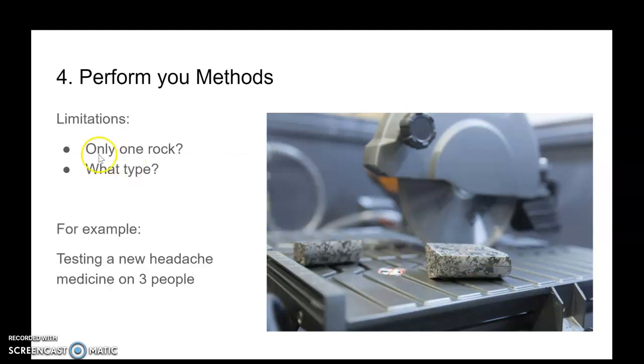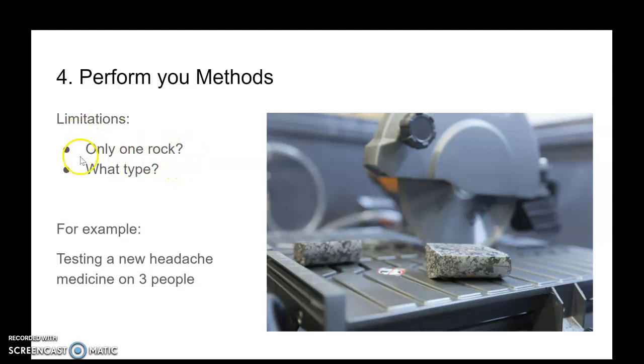So those are some limitations. Why only one rock? What about the type of rock? What about brick versus rock or limestone? You're going to want to make sure you have a good variety of types and a good number of each variety in each sample in order to have a lot of data and get rid of any other variables that might be messing with your experiment and making it wrong.